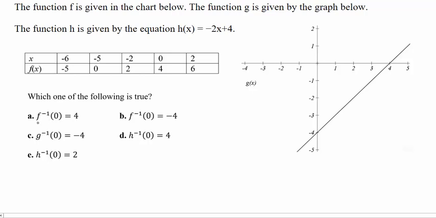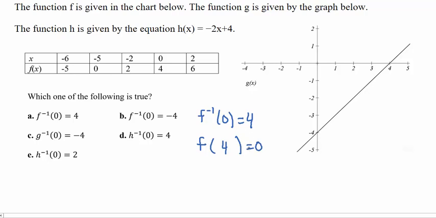But notice, even though they're asking about the inverse function, the data is given in terms of the function f. So one way to do this is to take the question and rewrite it in terms of the function f, because the data given was in terms of f, not f inverse. So we know that if f inverse of 0 is 4, that means that f of 4 is 0, right? The inputs and outputs get switched.